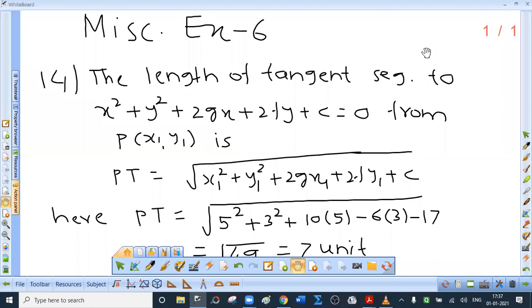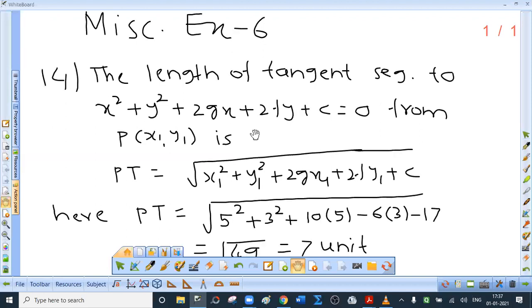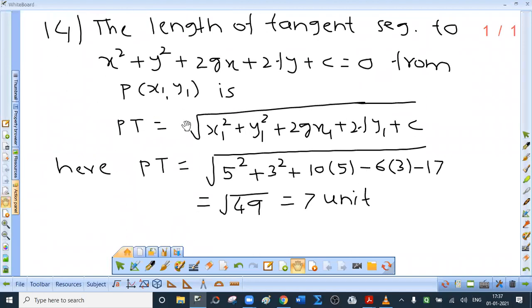Sum number 14. Find the length of the tangent segment drawn from the point (5, 3) to the circle x square plus y square plus 10x minus 6y minus 17 equal to 0. We can use the ready-made formula. It is root S1. What is S1? Expression obtained by replacing x by x1, y by y1 in the equation of circle. Now here tangent is drawn from (x1, y1), which is (5, 3). Simple. So replace x1 by 5, y1 by 3. 2g is 10, coefficient of x. 2f, coefficient of y, minus 6. Constant term as it is. So if you simplify, you get 7 unit.